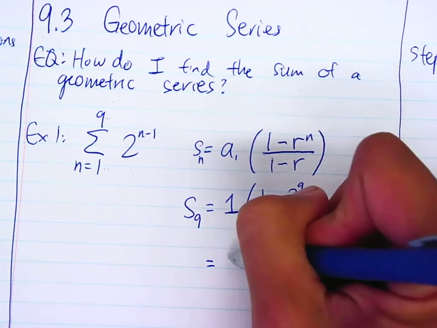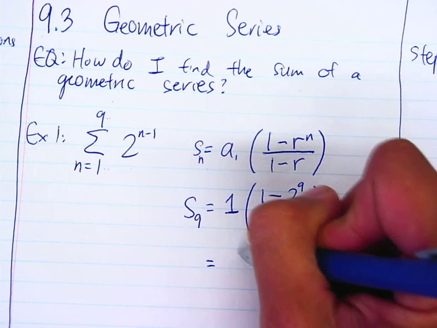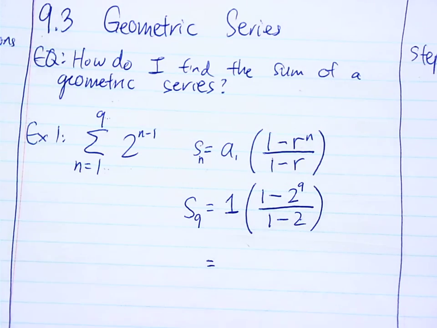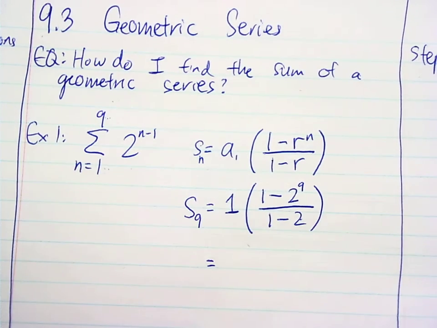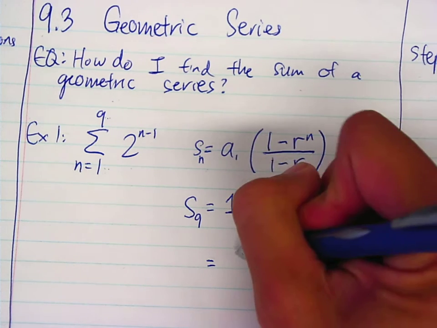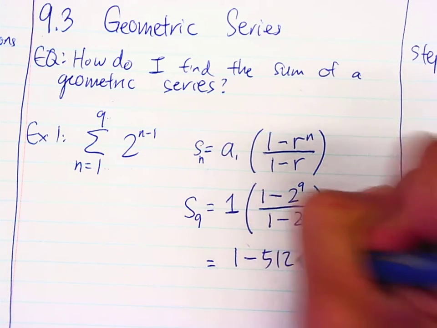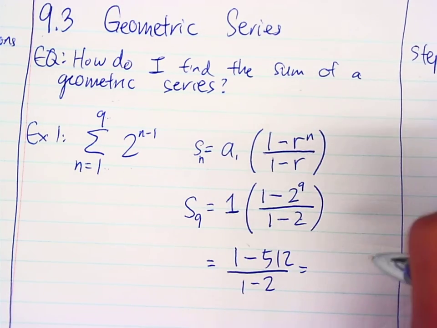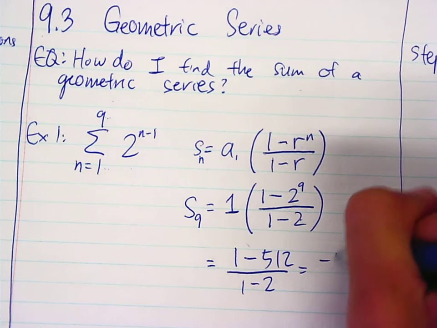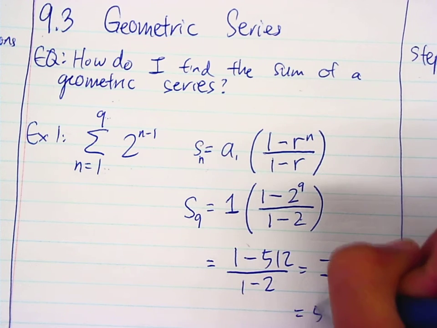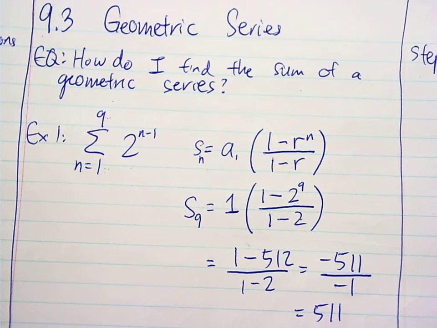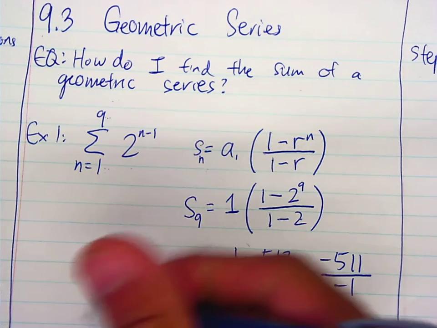Okay, so it'll be 1 times 1 minus 2 to the n, which was 9, over 1 minus 2. Then from there I just simplify. 2 to the 9th power, you might have to use your calculator. It's 512. So it'll be 1 minus 512 over 1 minus 2. 1 minus 512 is negative 511. 1 minus 2 is negative 1. If I simplify that correctly, it's 511. So the sum of my finite geometric series is 511. Okay.